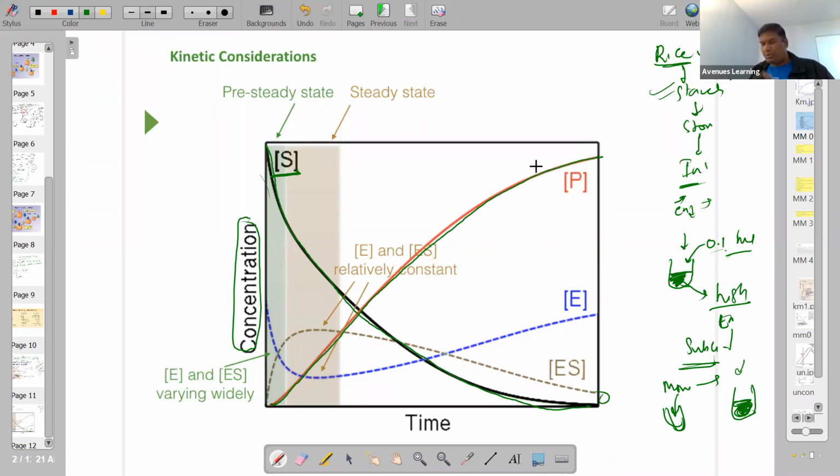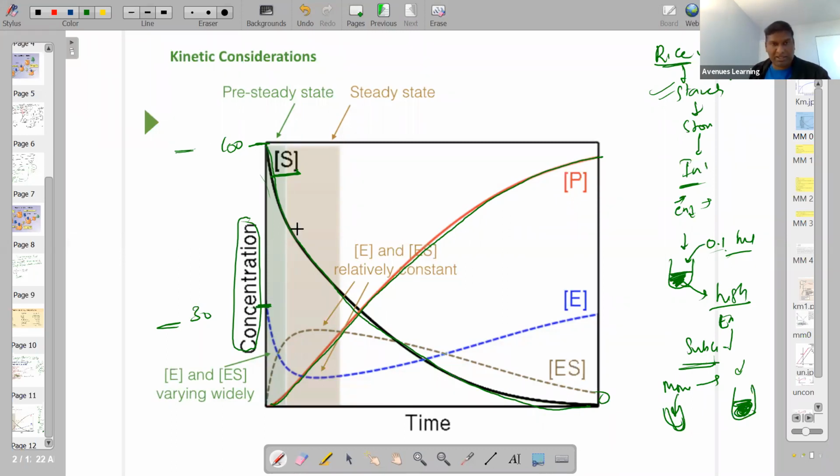I told you that the enzyme concentration will always be negligible when compared to the substrate concentration. You can see the enzyme concentration is somewhere here, the blue line. Initially, let's say this is 100 units and this is 30 units. It will actually be much more negligible than that, but just for our discussion, let's say 100 and 30. This is the start of the reaction: enzyme 30, substrate 100.